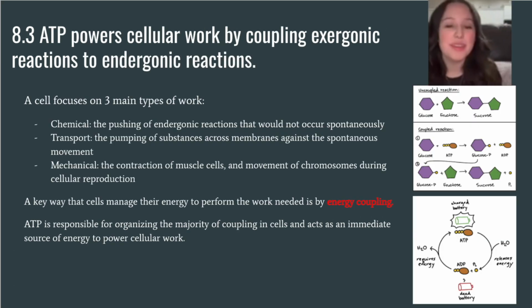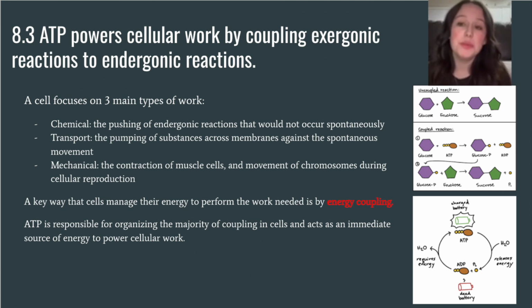Hi guys, my name is Betty Gould, and I'm going to be talking to you about how ATP powers cellular work by coupling exergonic reactions to endergonic reactions. So the cell focuses on three main types of work: chemical, which is the pushing of endergonic reactions that would not occur spontaneously; transport, which is the pumping of substances across the membrane against the spontaneous movement; and mechanical, which is the contraction of muscle cells and movement of chromosomes during cellular reproduction.